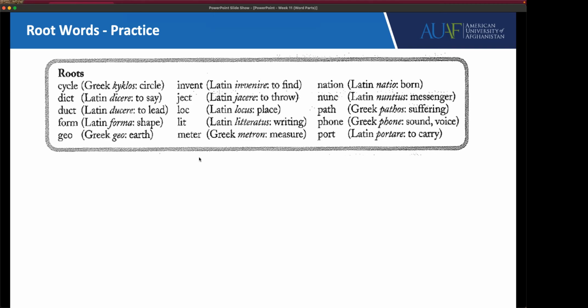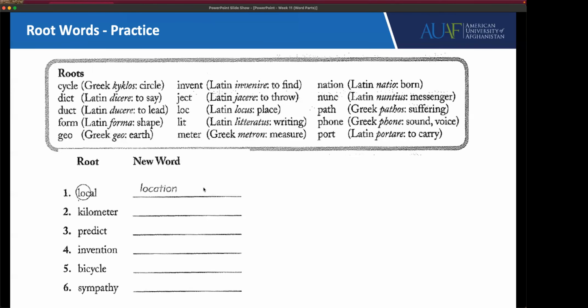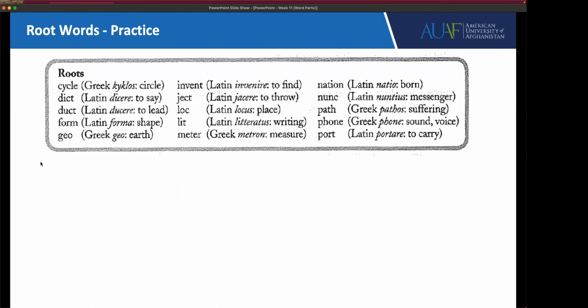So these kinds of things you kind of gotta memorize in order to really increase your vocabulary. So let's take a look here. We have local, location. Okay. So kilo would be kilometer, right? Which is meter. Can you make another word with meter? Another word with meter. Centimeter. Okay, centimeter. Good.